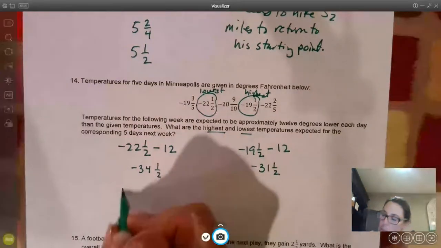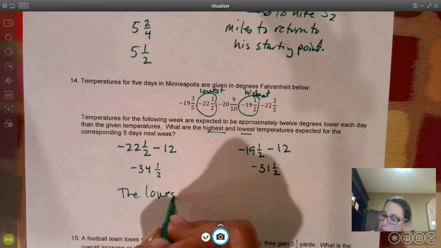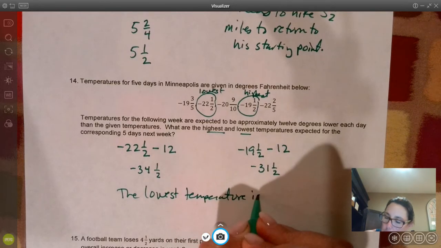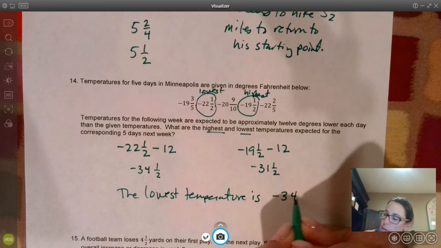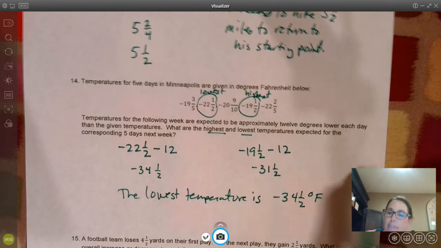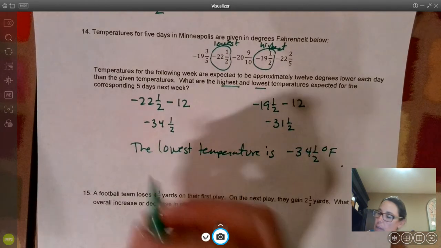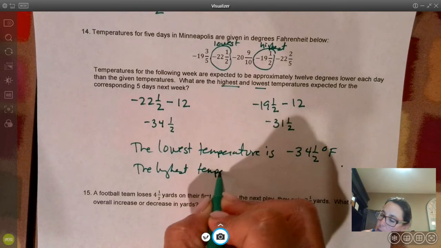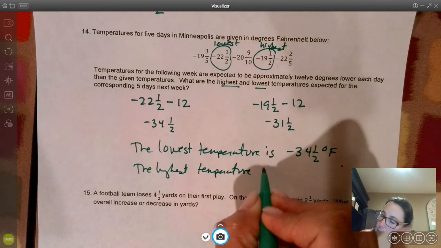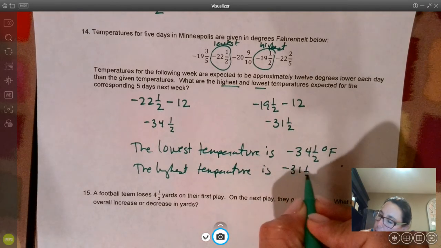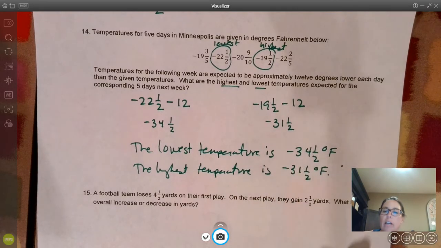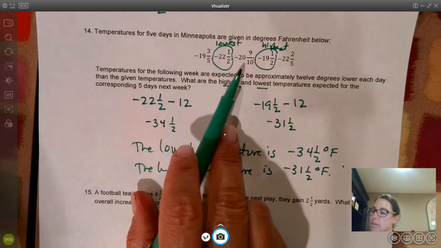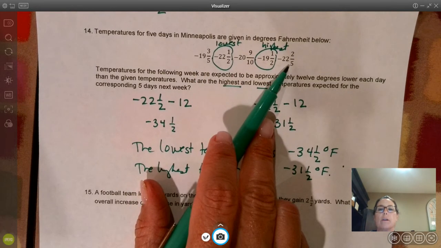Okay, so the lowest temperature is negative 34 1/2 degrees Fahrenheit. The highest temperature is negative 31 1/2 degrees Fahrenheit. Okay, no need to even mess around with these three values.